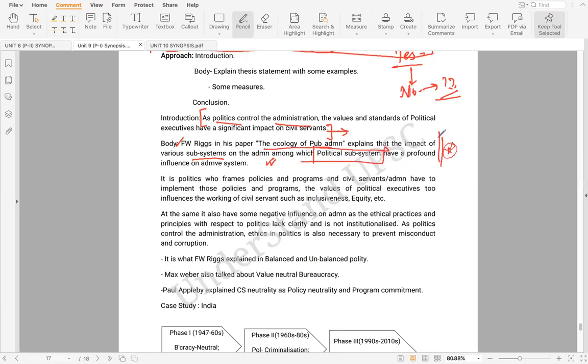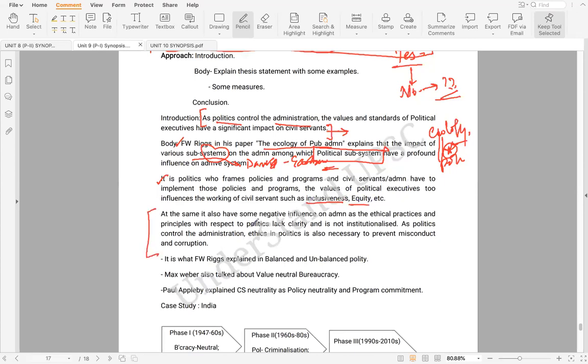You can directly include this because you talk about the ecology or the surrounding environment, which is politics in this case. Talk about the systems approach given by David Easton and say that the political subsystem here influences the most. It is politics which frames the policies and programs, and civil servants have to implement those policies and programs. That is why the values of political executives influence the working of civil servants, such as inclusiveness, equity, etc.